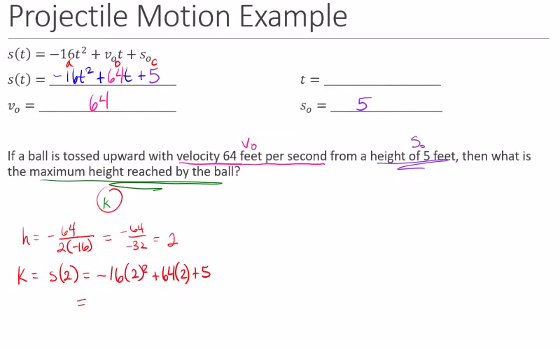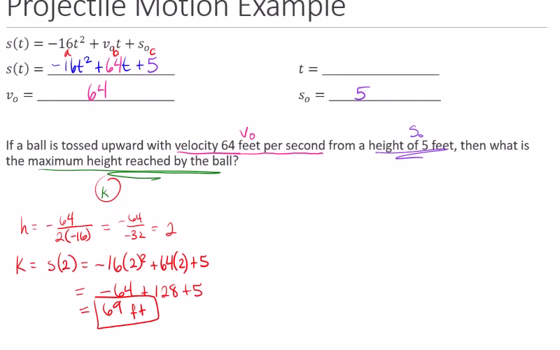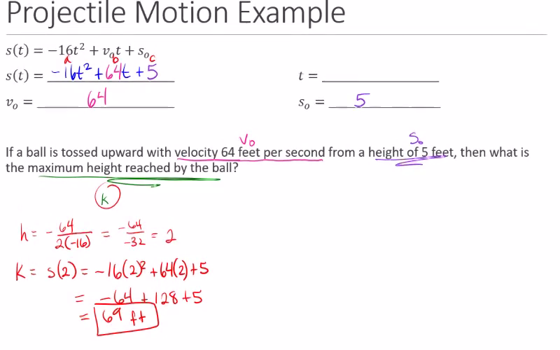Negative 16 times 2 squared, that's negative 16 times 4, which is negative 64, plus 128, plus 5, and that'll equal 69. We're talking about feet, so that's the maximum height. Okay, so that's the answer for this question: what is the maximum height reached by the ball?